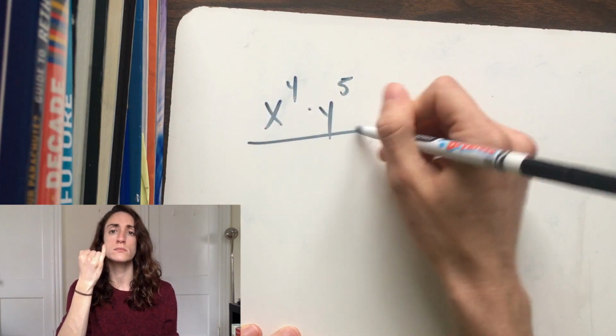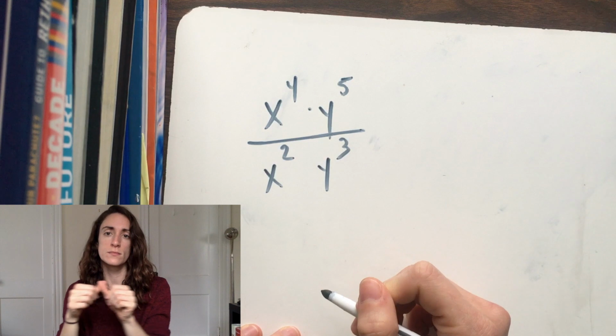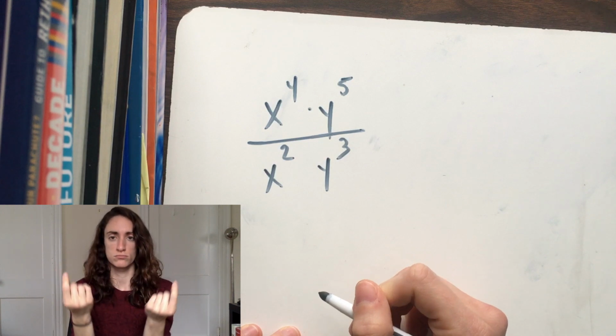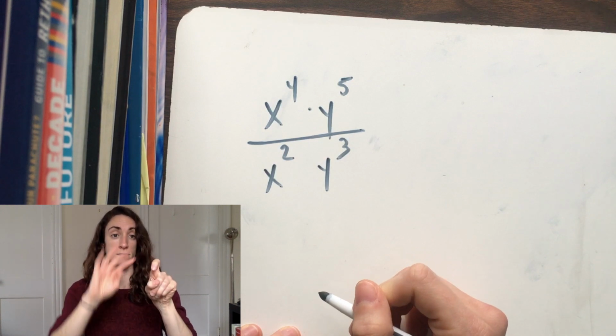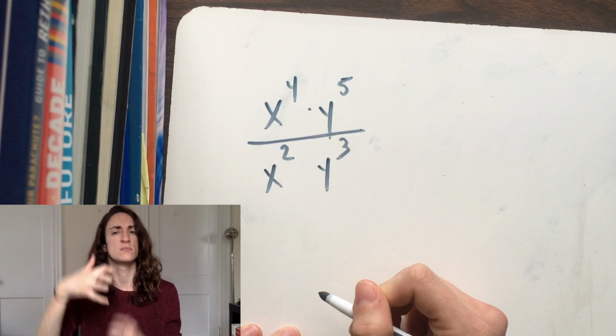So what if there are terms with different bases in the numerator and the denominator, like in this problem? The important thing to know is that only terms with the same base are going to have any effect on each other. So for example, this x to the 4th and y to the 3rd are not going to have any effect on one another.